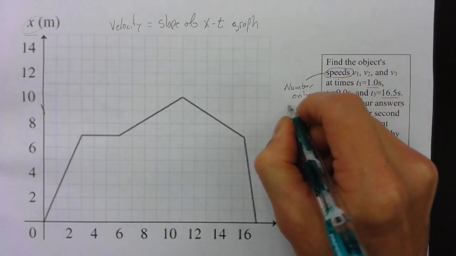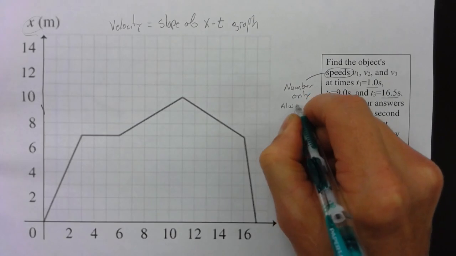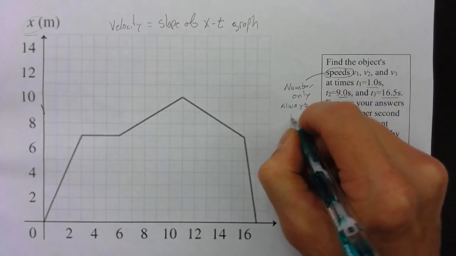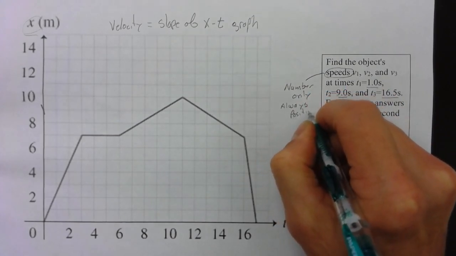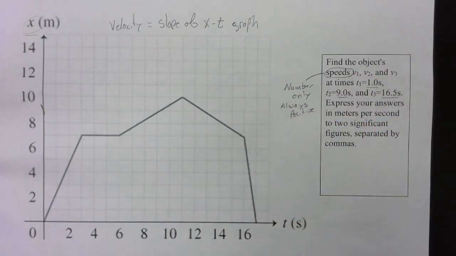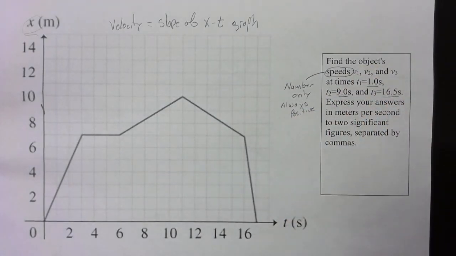No direction. It's always positive. It has a unit, so when I say number only, I mean no sign. It doesn't have a plus or a negative.